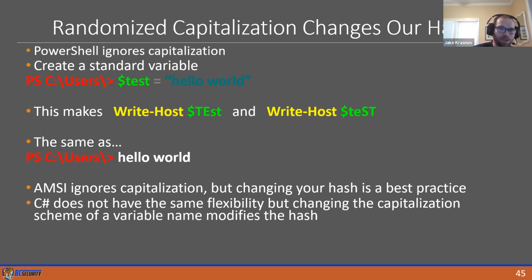PowerShell ignores capitalization, so it really doesn't matter what we do. It all comes out the same when you use randomized capitalization in PowerShell. AMSI ignores capitalization, so it's not that effective, but change your hash as best practice. C# doesn't have the same flexibility, but changing the capitalization can change the identification of variables that are being scanned for, and it modifies the hash. You just have to be a little more intentional in the way you change your capitalization with C#. You can randomize the capitalization of a variable, but you have to make sure that propagates and is the same throughout the code, rather than randomizing the variable capitalization throughout.